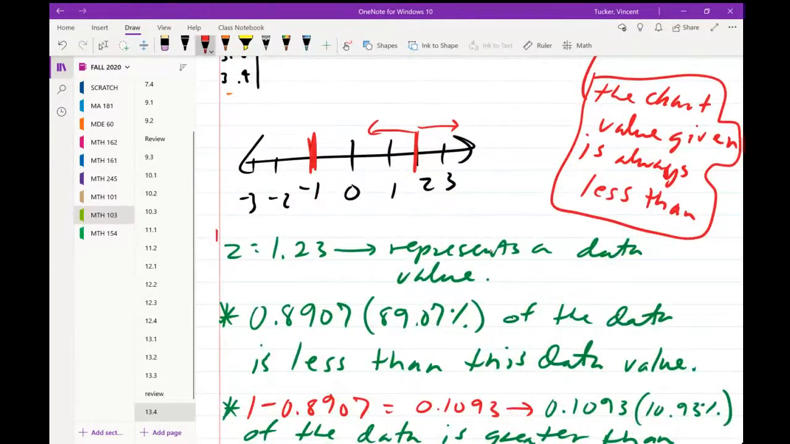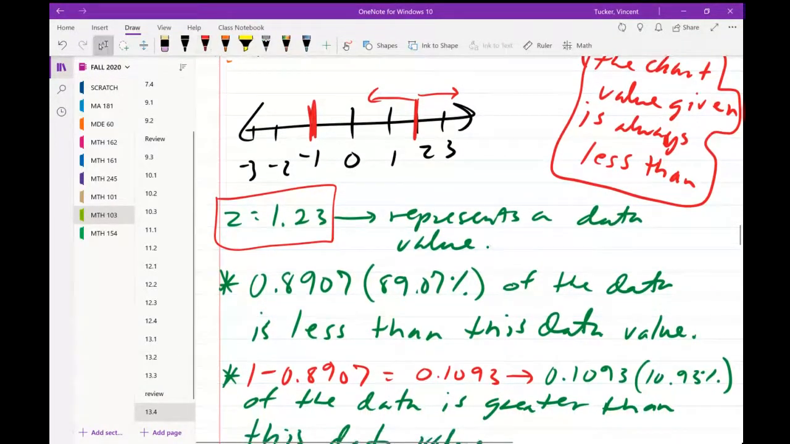So that z-score of 1.23 represents a data value. So 0.8907, or in other words, 89.07% of the data is less than this data value. That's what the chart's telling us. 89.07% of the data is less than that data value.